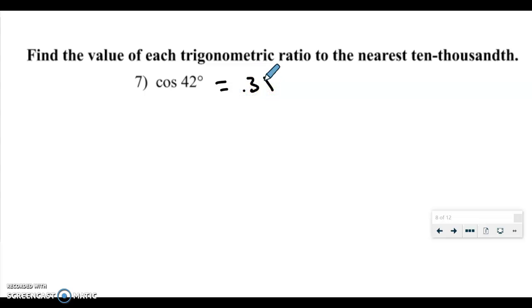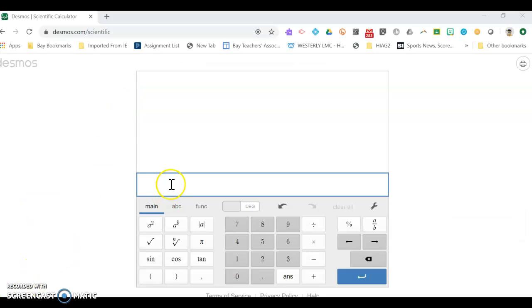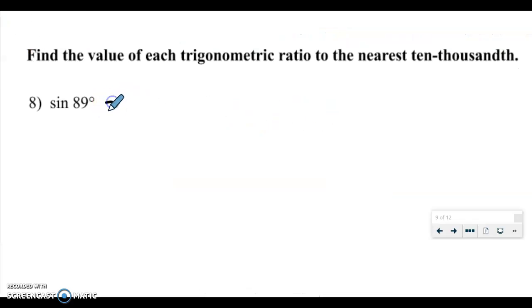And then the last one that we're going to be worried about is the sine of 89. So I am going in my calculator, and I'm going to just press sine of 89, and I get a numerical value of 0.999. Okay. All right. So now I'm going to ask you guys to try a couple of these and put the answers into the Edpuzzle.